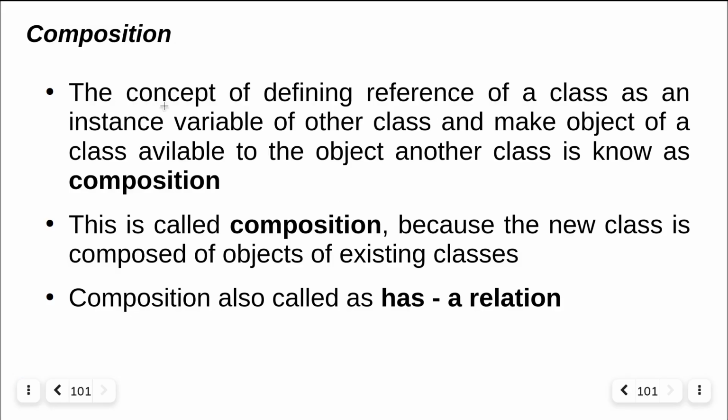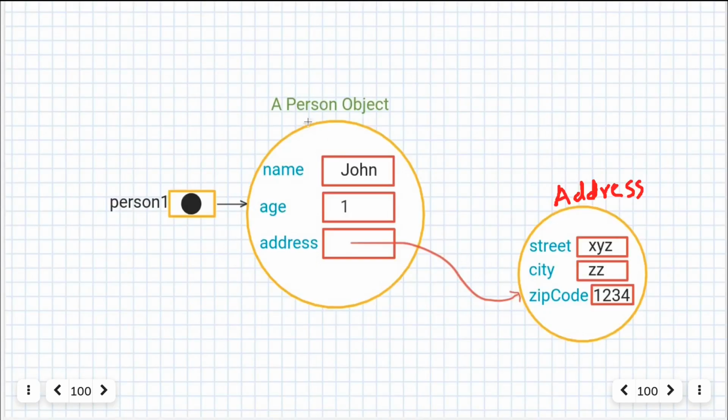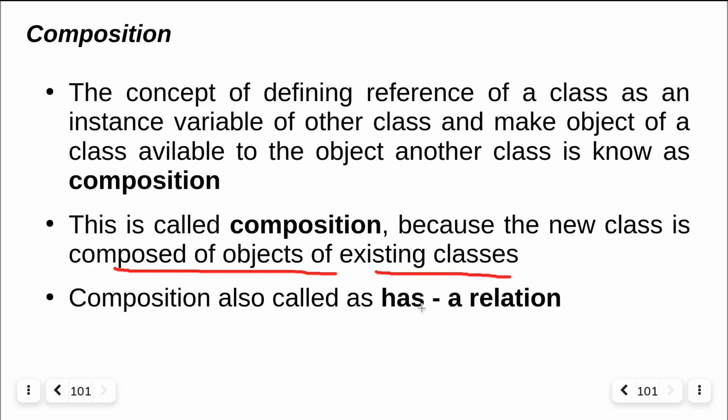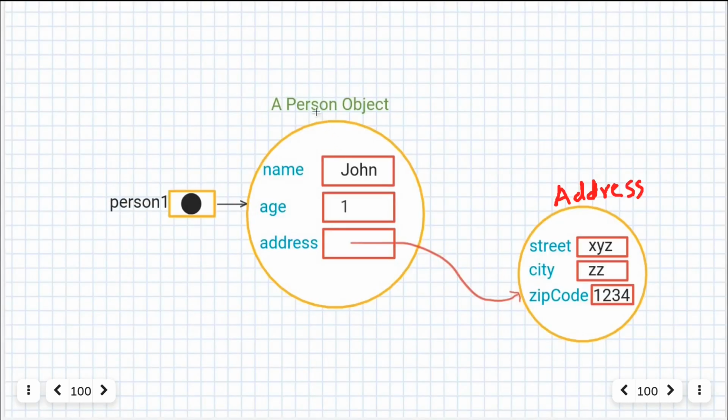Let us see the summary. The concept of defining a reference of a class as an instance variable of another class, and making the object of a class available to the object of another class, is known as composition. This is called composition because the new class is composed of objects of existing classes. In our case, this new class Person is composed of the existing class Address. This composition is also called a has-a relation. Here the Address object is available to the Person object. So this Person object has this Address.